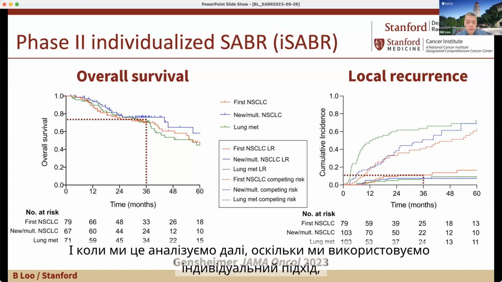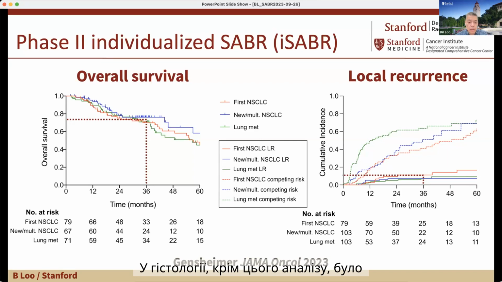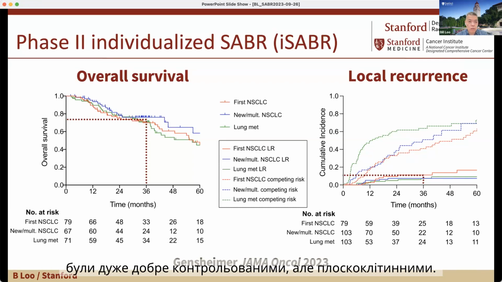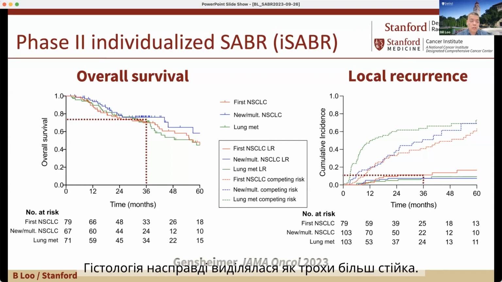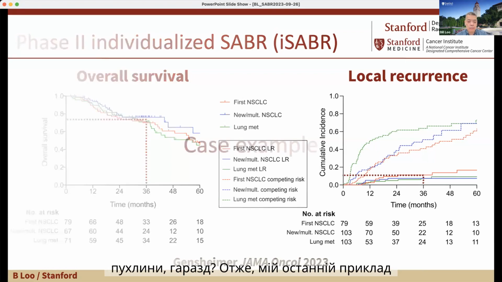And when we analyze it further, because we use the individualized approach, there was no difference based on size or location or histology, other than in this analysis, we actually found by adapting the dose, the colorectal tumors were very well controlled, but squamous cell histology actually stood out as being a little bit more resistant. And so now going forward, we are using higher doses for squamous cell tumors.